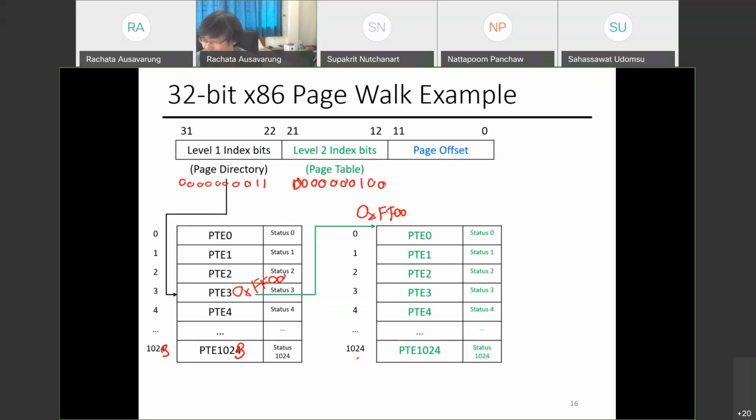One more quick question. Let's say each of these entries is 32 bits. What is the address of PTE4? Each one of these entries is 32 bits. What is the address of PTE4? Go back one step. What is the address of PTE0?